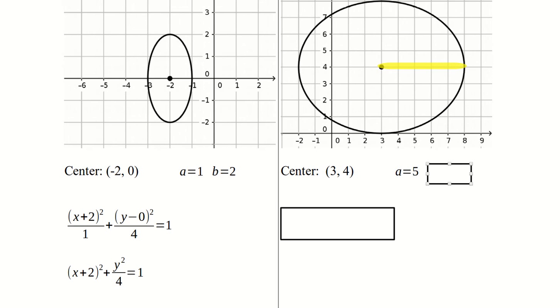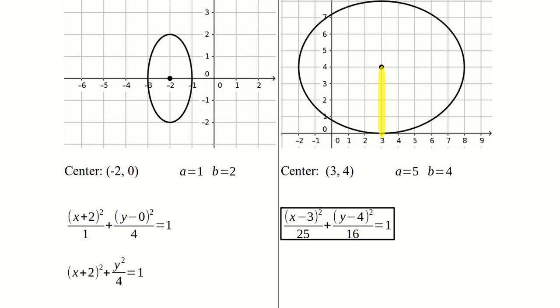And now we're going to do the same thing for our vertical offset. We're going to count from the center to our vertex up and down. So let's go 1, 2, 3, 4 to get to that vertex down there. So b equals 4. Now we're going to plug this into the standard form.